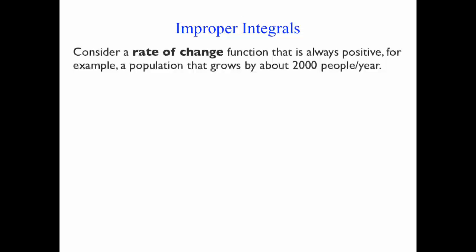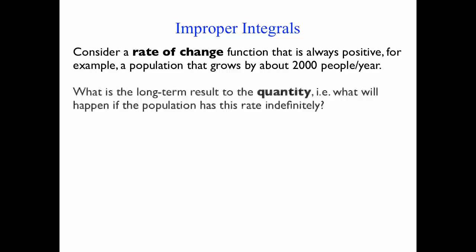Now, an improper integral has to do with this kind of thing. So consider a rate of change function that is always positive, for example, a population that grows by about 2,000 people per year. So imagine it's a city or a nation, and it's growing about 2,000 people per year. What would the long-term result be to the quantity? We've got rate of change functions and quantity functions. We know that's a big part of the fundamental theorem, knowing the difference between those two.